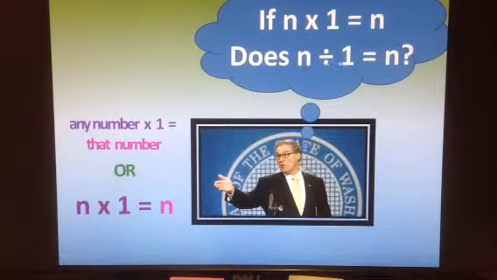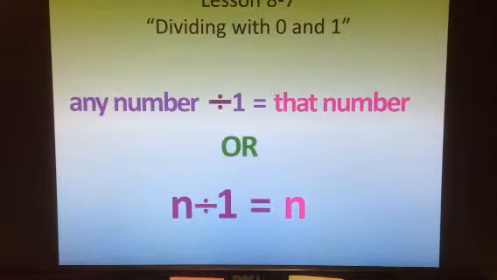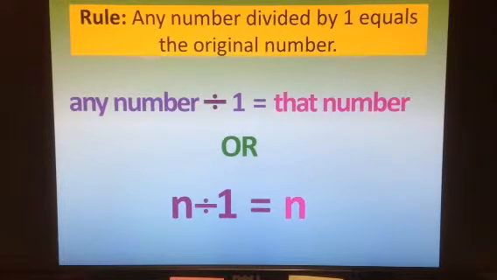Is 5 divided by 1 5? Is 7 divided by 1 7? Is 22 divided by 1 22? Yes, any number divided by 1 equals that number. Another way to say that, n divided by 1 equals n. Here's the rule.